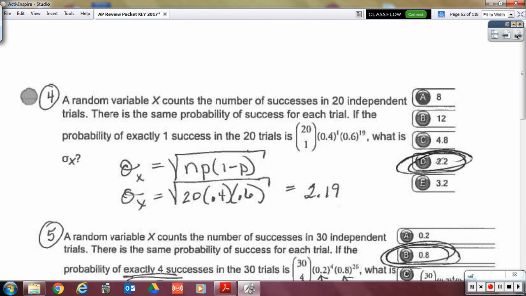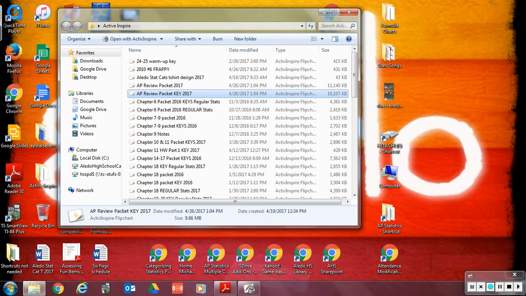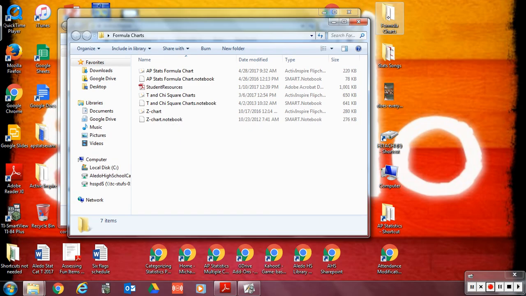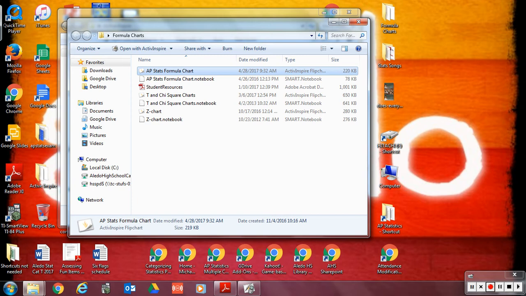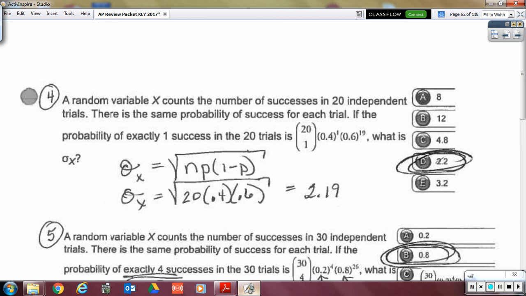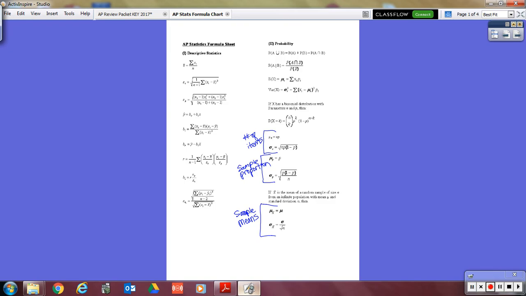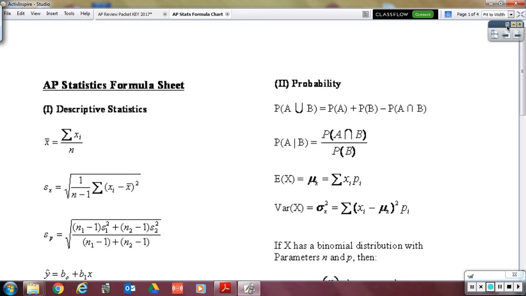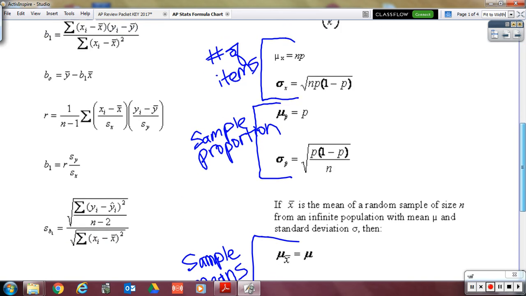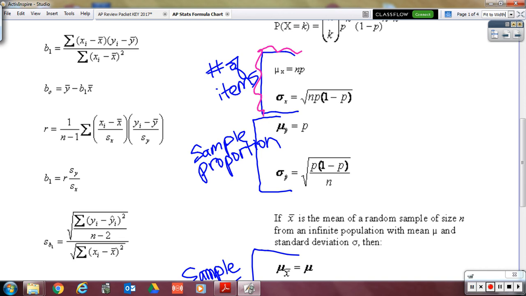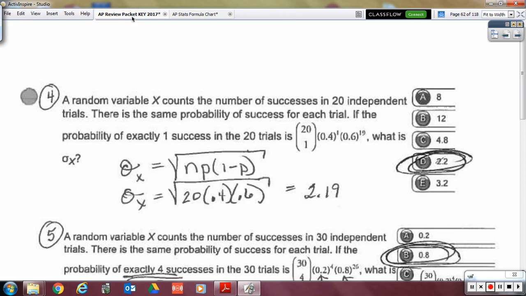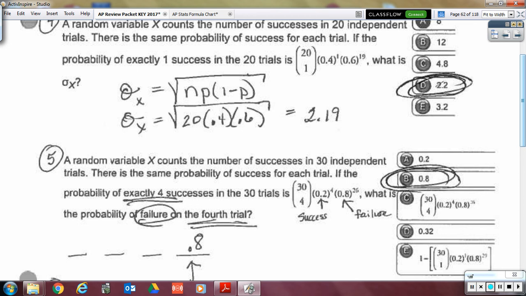Next, number 4. Let me go ahead and pull up the formula chart real quick just to remind you where these formulas are. Remember that when we're looking at this formula chart, we're dealing with these ones down here. These are for the number of items. This was the mean and the standard deviation for the number of items, and that's what we're dealing with on this next problem. It asked for the standard deviation for the number of successes. Exactly 1.